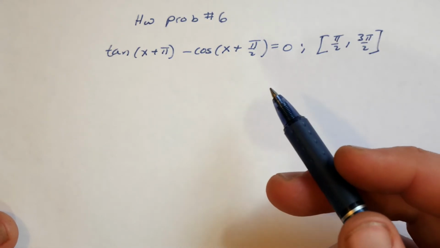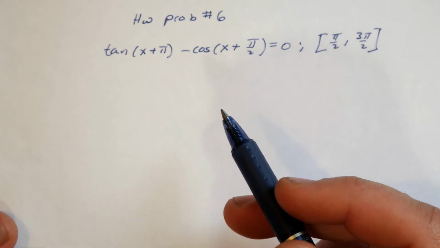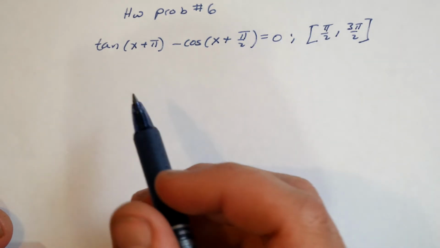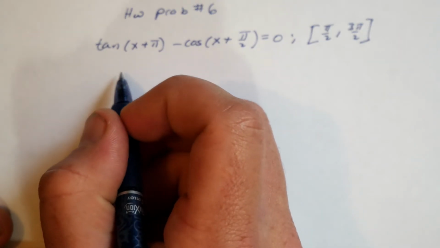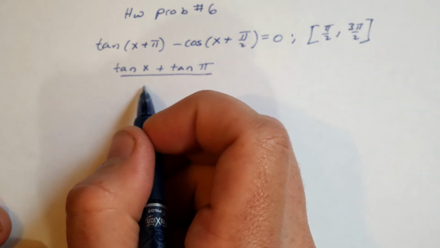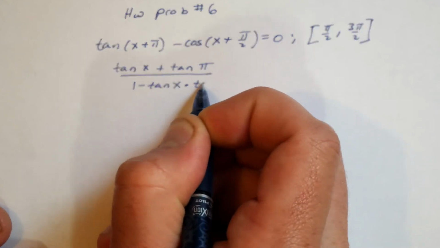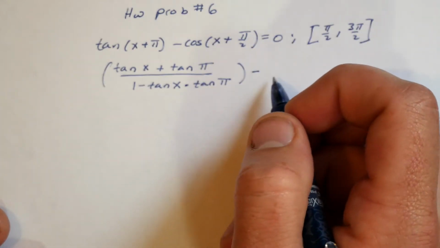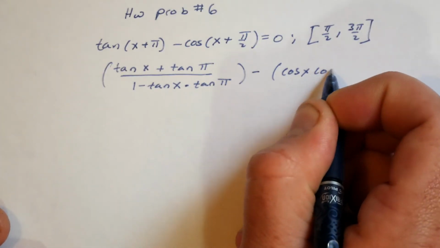All right, so you look at your reference sheet and the sum of angles formula gives us this. We get tangent of x plus tangent of pi all over 1 minus tangent of x times tangent of pi. And then we're going to get cosine of x times cosine of pi over 2.